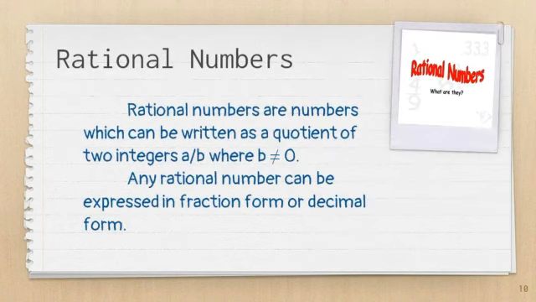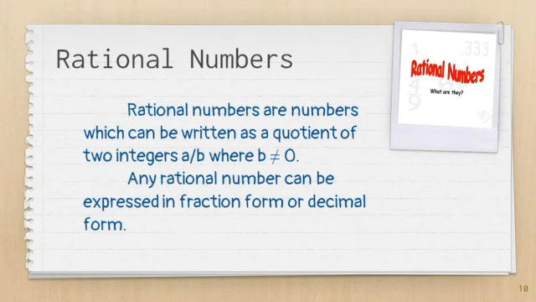Okay. Ano nga ba yung rational numbers? So, yung activity natin na yun ay mga rational numbers. Bakit? We define rational numbers as numbers which can be written as a quotient of two integers. So, quotient daw siya ng dalawang integers, which is the A and B. A over B, where B is not equal to 0.